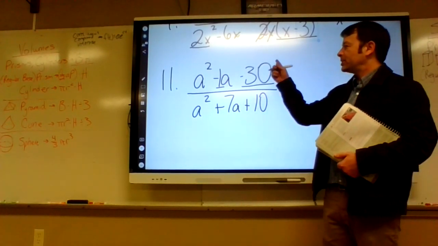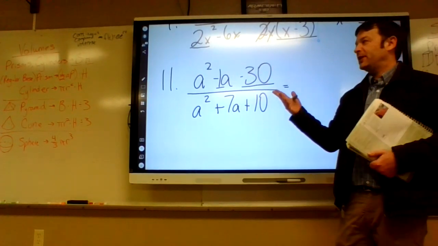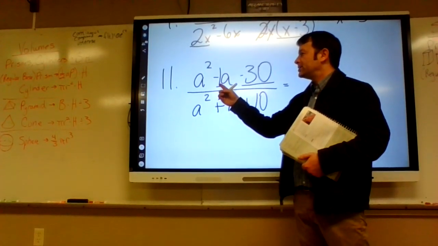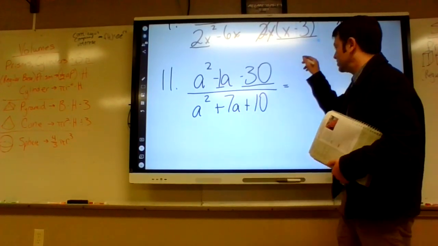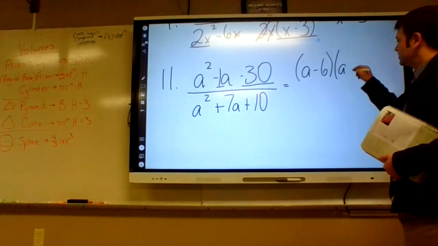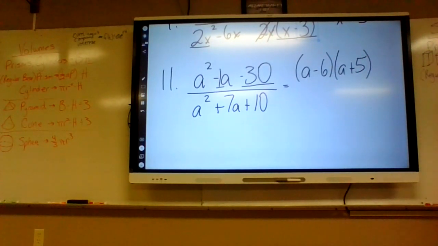So let's start with this. What can multiply into negative 30? Negative 6 and 5. Or 6 and negative 5. But which ones add up to negative 1? Negative 6 and positive 5. They multiply into negative 30. They add up to negative 1.